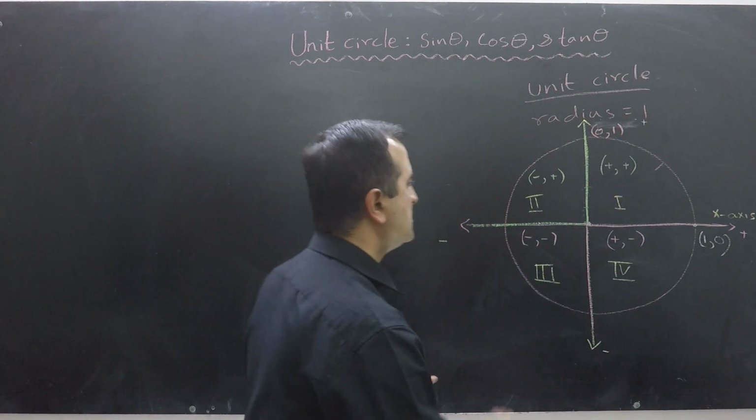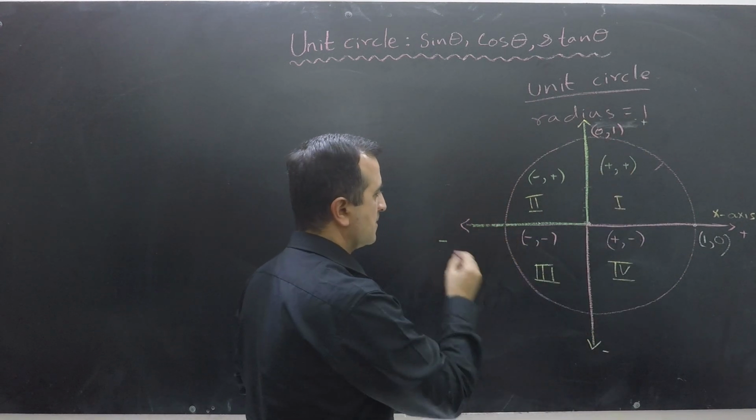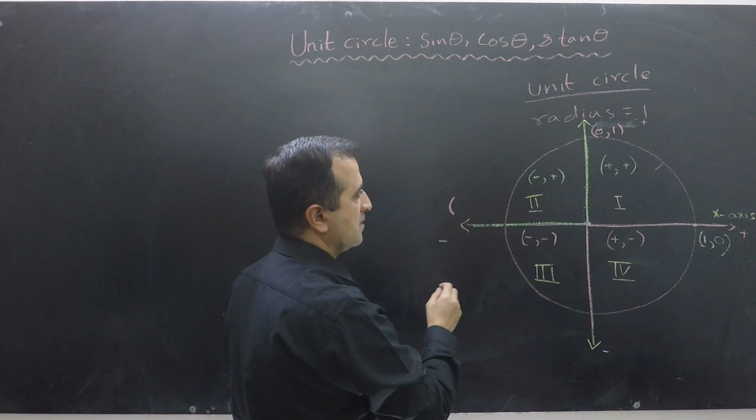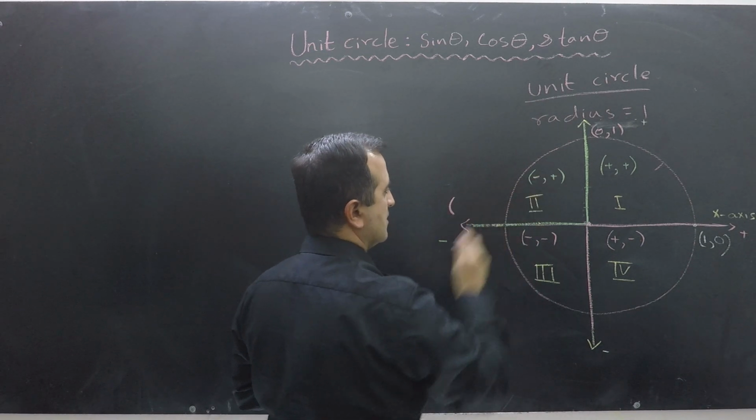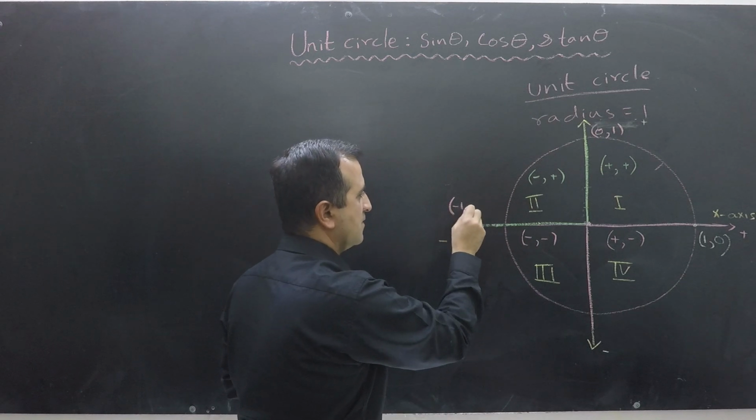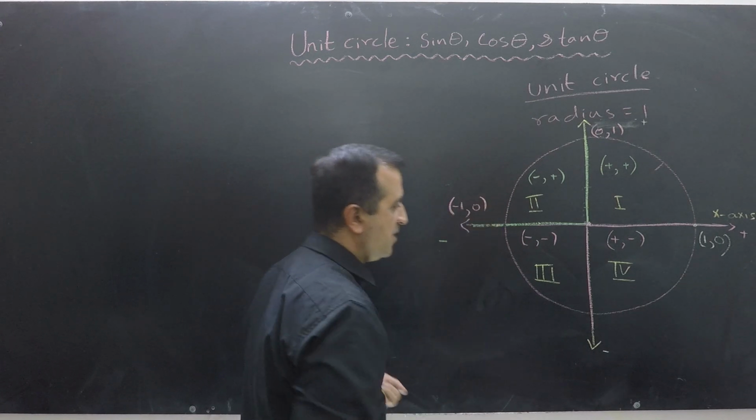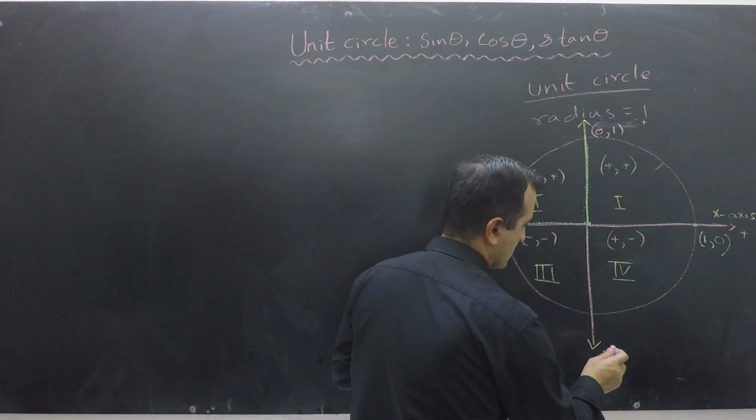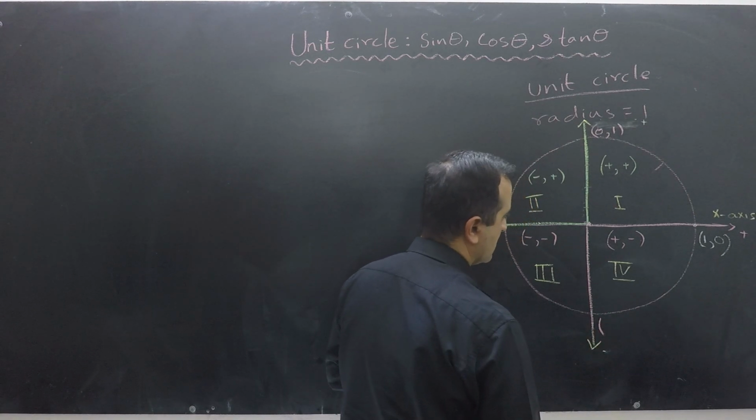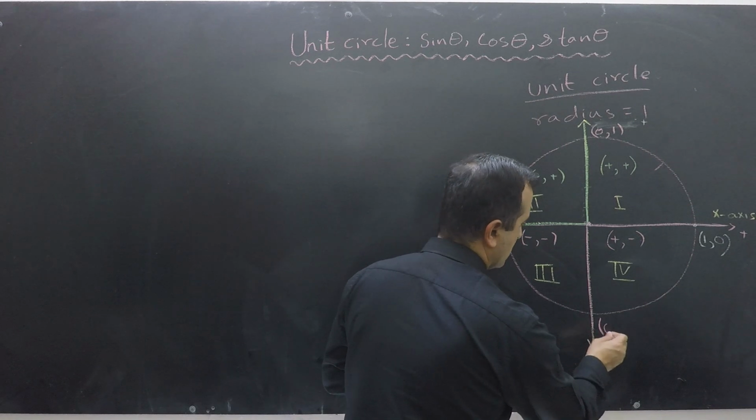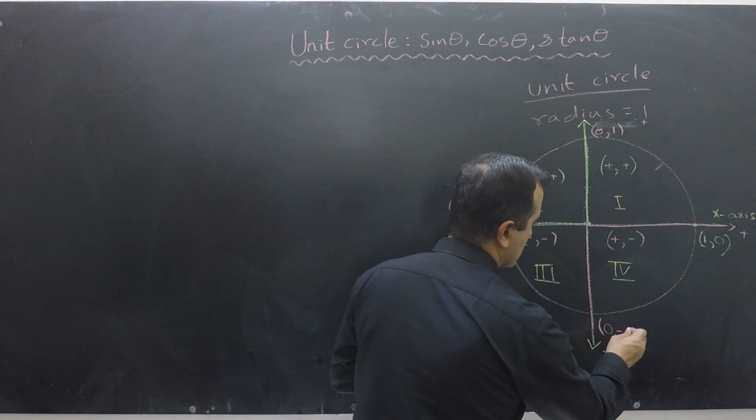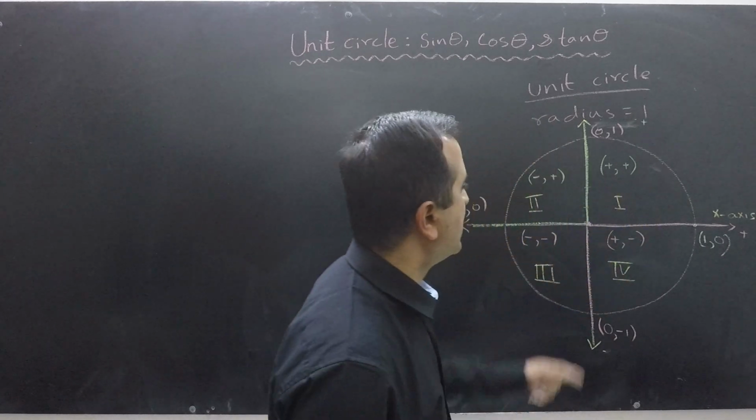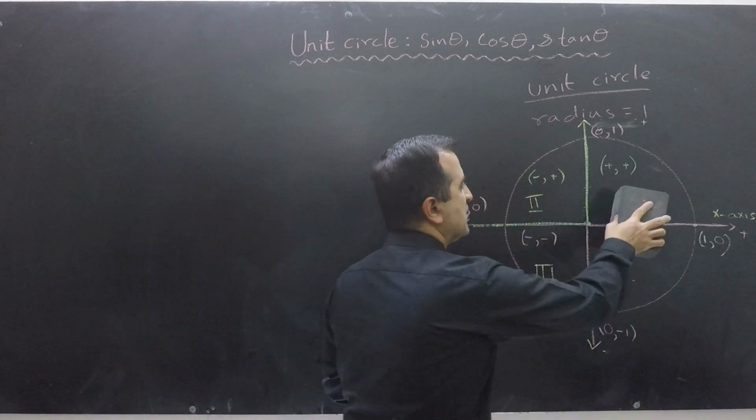Now, what about this point? The x will be minus 1 and the y will be 0. Very good. What about this point? Our x will be 0 and y will be minus 1. So now let's add a vector inside the circle. I have to first clear these things.